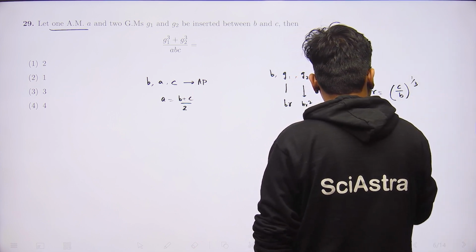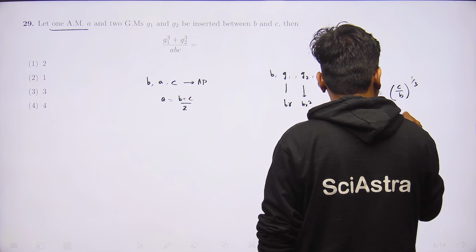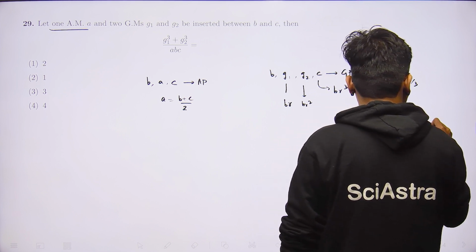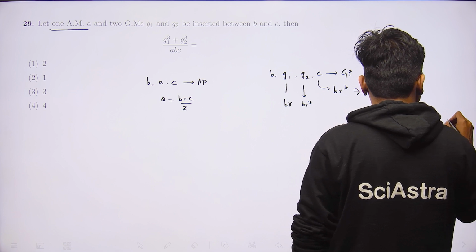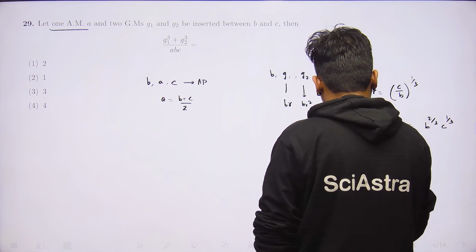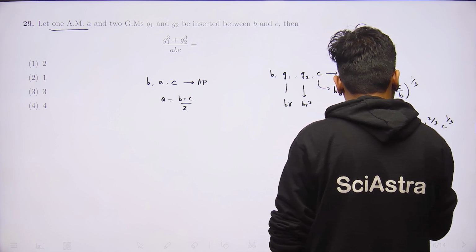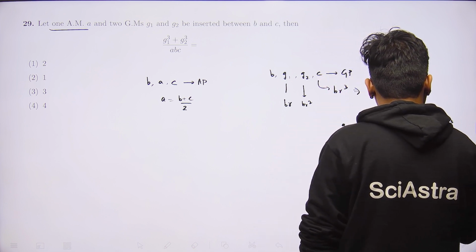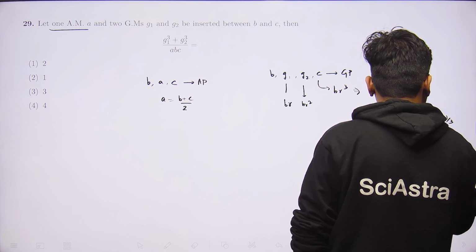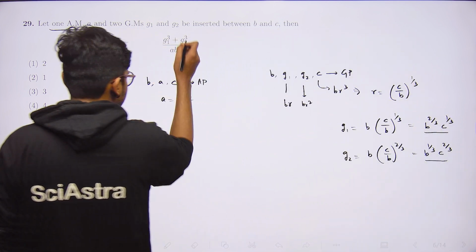G1 is going to be B times the same thing whole to the power 1 by 3, which is nothing but B to the power 2 by 3, C to the power 1 by 3, and G2 is going to be B times C by B whole to the power 2 by 3, right? So that's B to the power 1 by 3 and C to the power 2 by 3. ठीक है? तो ये तो values हमें मिल गए. So what is this expression going to be?